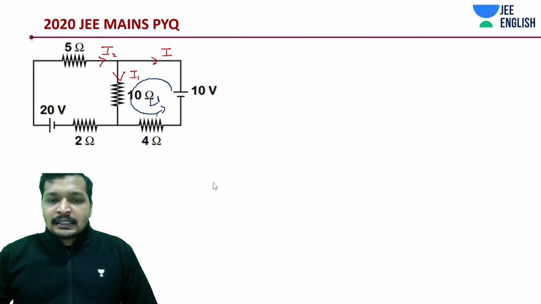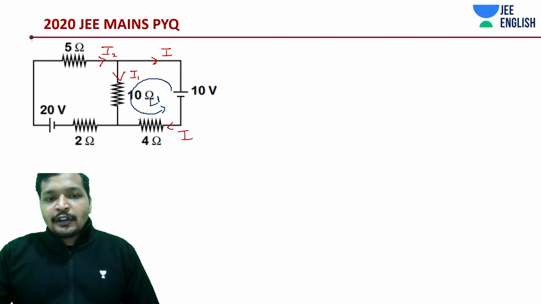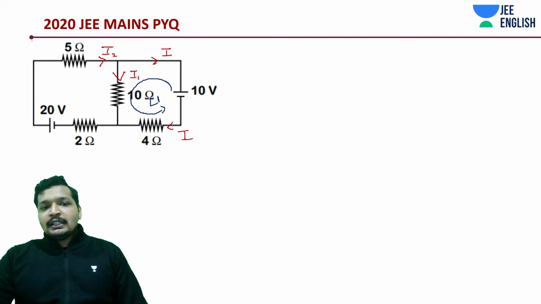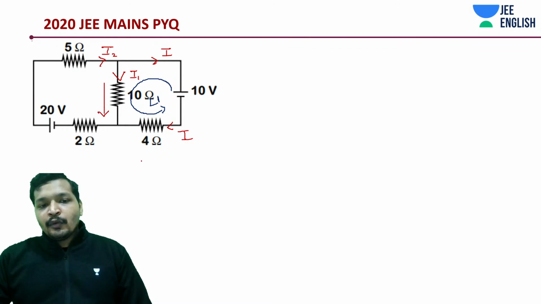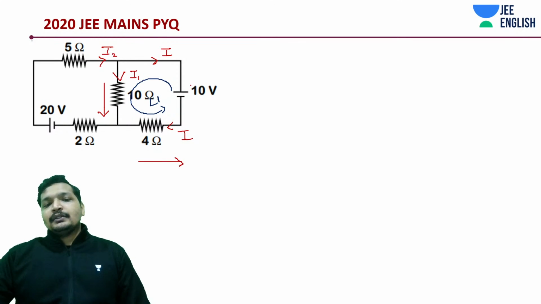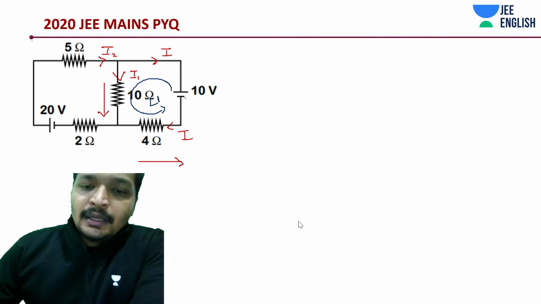Even in this case, remember this thing: the I, if you assumed it to be in this direction, will be flowing like this. In this case, you are moving in the direction of the current. Here you are moving in the opposite direction to the current. Let me write it down.